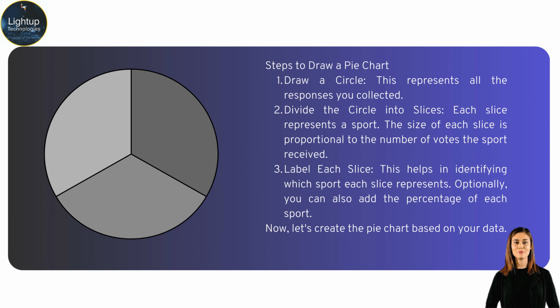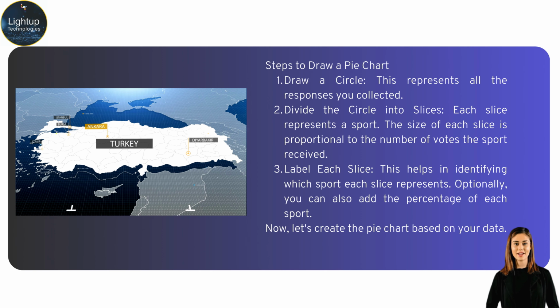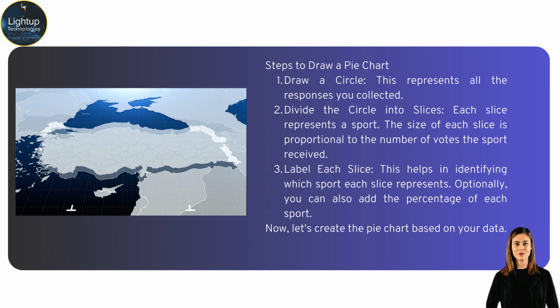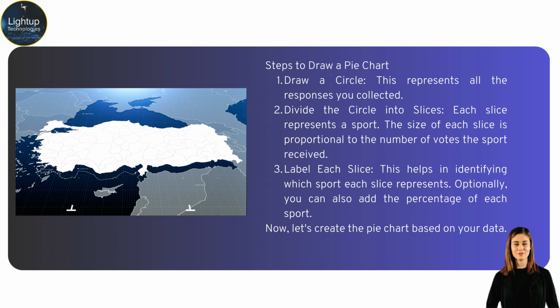Divide the circle into slices. Each slice represents a sport. The size of each slice is proportional to the number of votes the sport received. Label each slice. This helps in identifying which sport each slice represents. Optionally, you can also add the percentage of each sport. Now, let's create the pie chart based on your data.